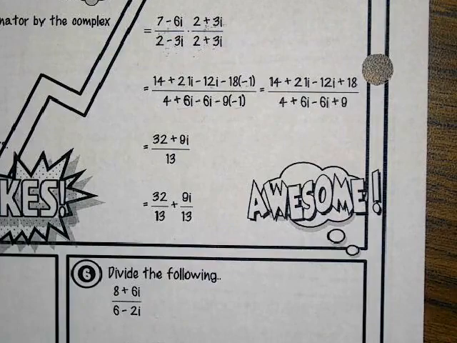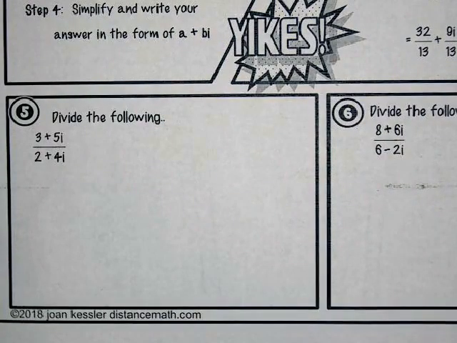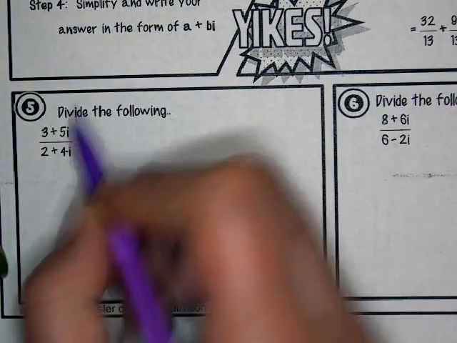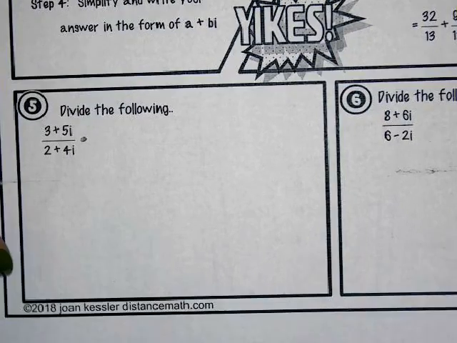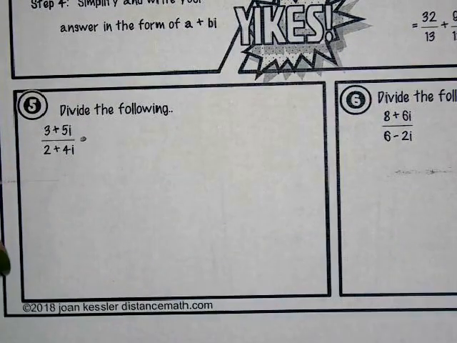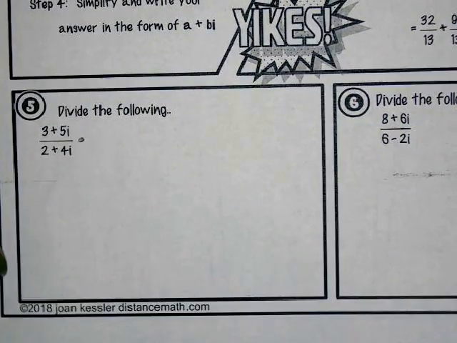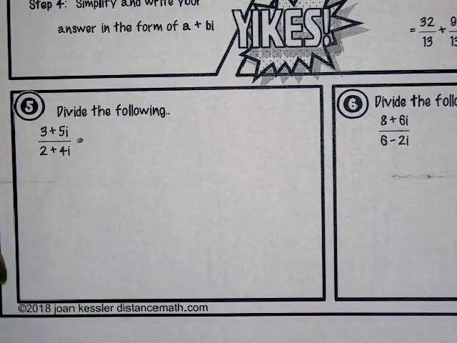So let's go ahead and move down to example 5 so we can see how this would work. So if we wanted to get rid of the i on the bottom of the fraction for problem 5, because having an i on the bottom is not proper, then what should we multiply by?